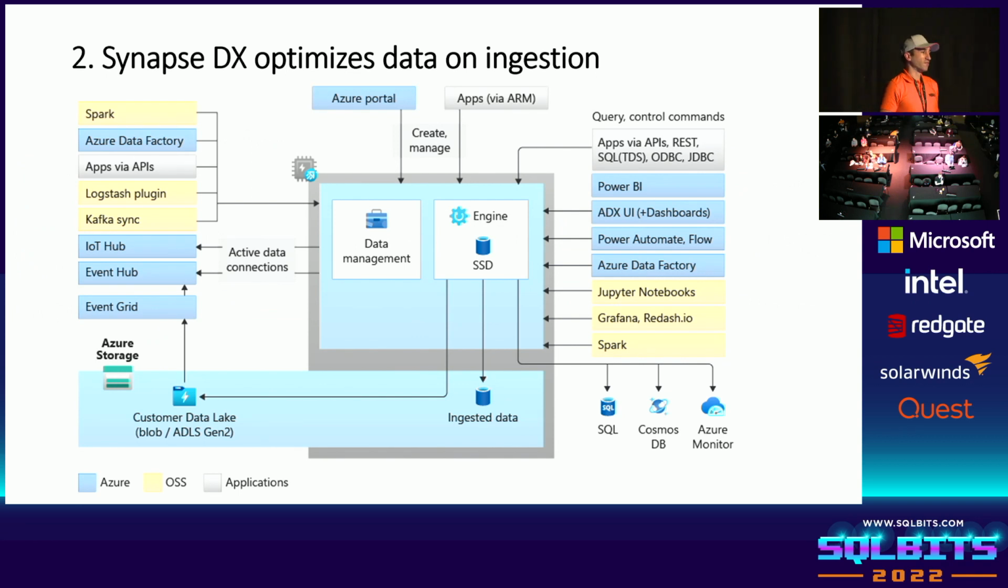The second takeaway is that Data Explorer optimizes data on ingestion. When the data either streams or gets batched into Data Explorer, it automatically gets cached, indexed, compressed, sharded, and distributed. Your queries also run in a distributed manner, which gives you really good response times. You can also connect externally from the system, so you can connect to things like Azure Monitor, a SQL database, or SQL Data Warehouse.